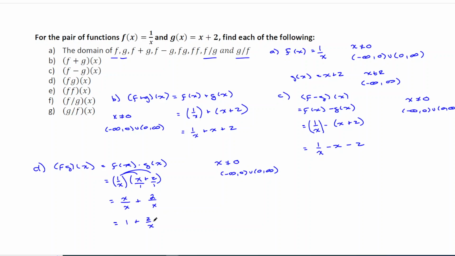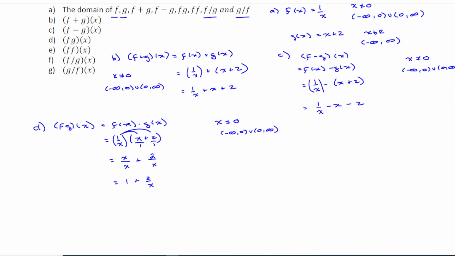Oh, hey, look, the domain of this is x cannot equal 0, just like the domain of f of x was x cannot equal 0. And if this was different, and there wasn't an x in the denominator, this would still hold, right? So the domains do not change.